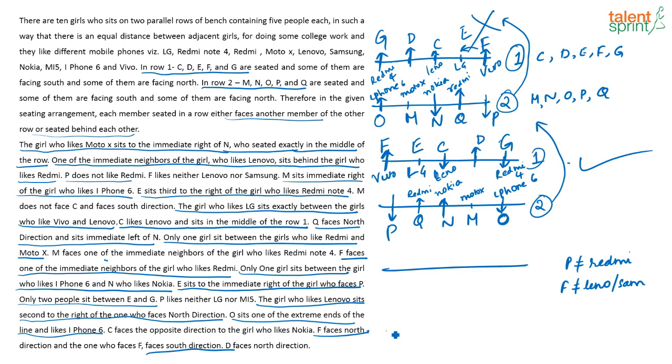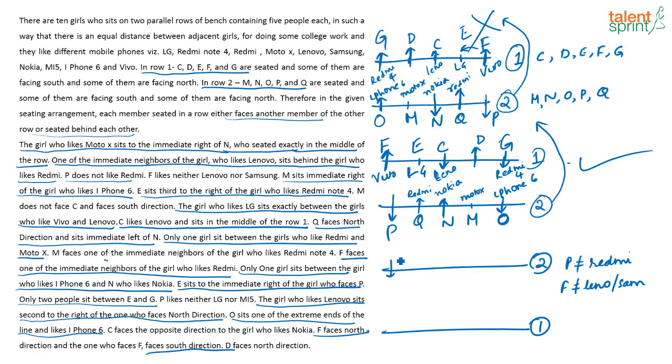Now let me draw row 2 in the beginning, okay, and row 1 behind it. Actually, if we had drawn this in the beginning itself, it would have been far easier, but when we started solving, we did not note what was given here. Only as we progressed solving the question, we understood that row 1 has to be ahead of row 2. So at this point I am changing and making row 2 in the beginning and row 1 behind, because they have very clearly given that one of the immediate neighbors of Lenovo sits behind the girl who likes Redmi. So Redmi has to be the first row.